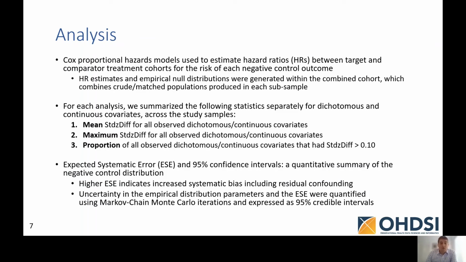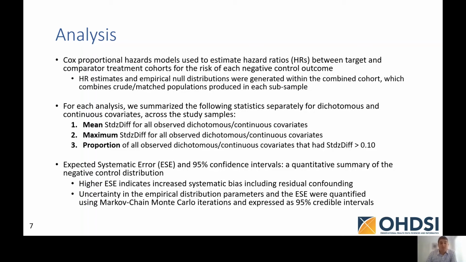We used Cox proportional hazards models to estimate the hazard ratios between the target and comparator treatment cohorts for the risk of each negative control outcome. Hazard ratios and empirical null distributions were generated within the combined cohort, which combines either the crude or the matched populations produced in each subsample.